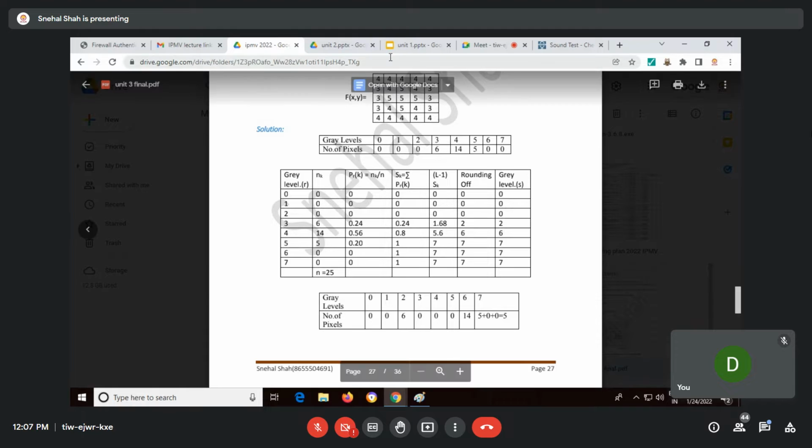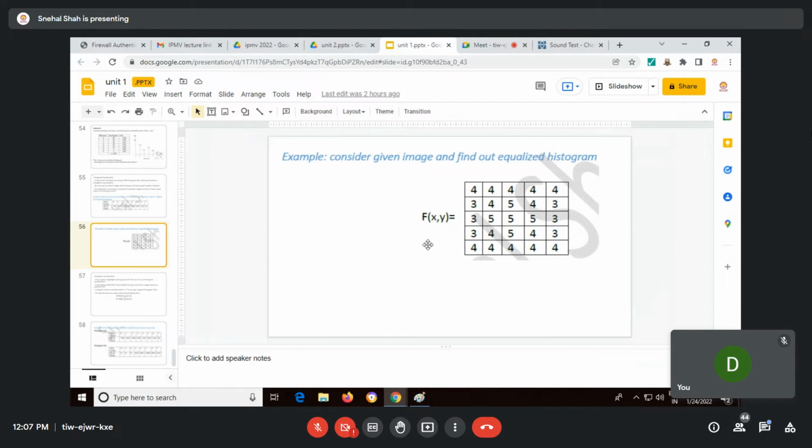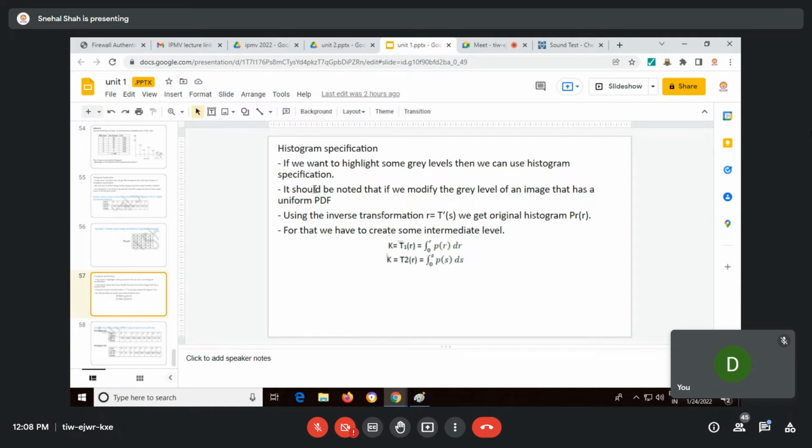Okay, fine. So now the next is the histogram specification. Okay, ये equalized histogram था. Now another part of the histogram, that is the histogram specification. So what is the use of the histogram specification? Sometimes as per your application and requirement, you need to highlight some features in an image. So using the histogram specification, we can highlight some features of that. In the histogram specification, there are two histograms. As per the first histogram, we can do the changes in the second image. Okay. So you can see here.